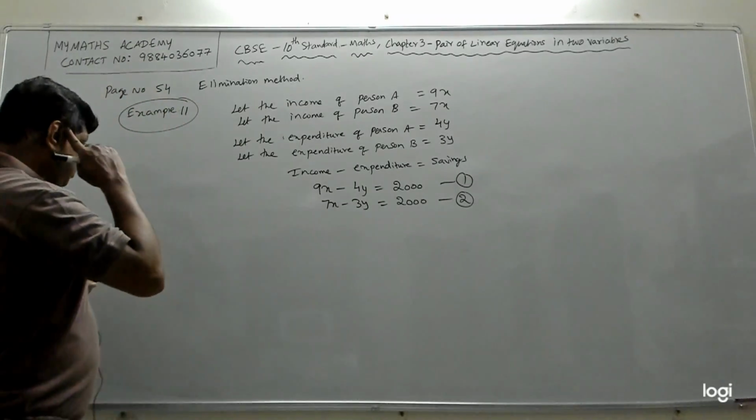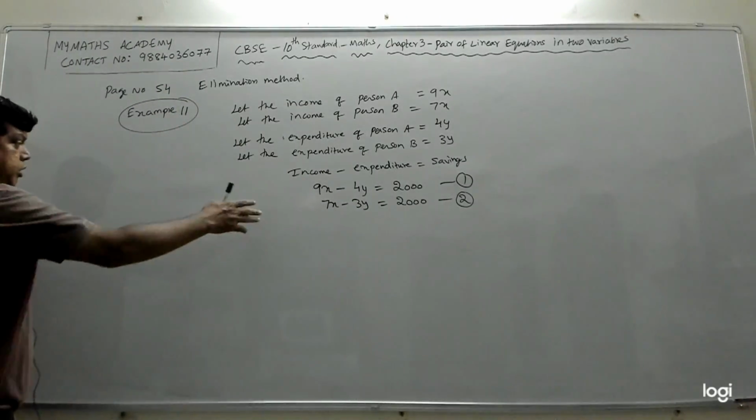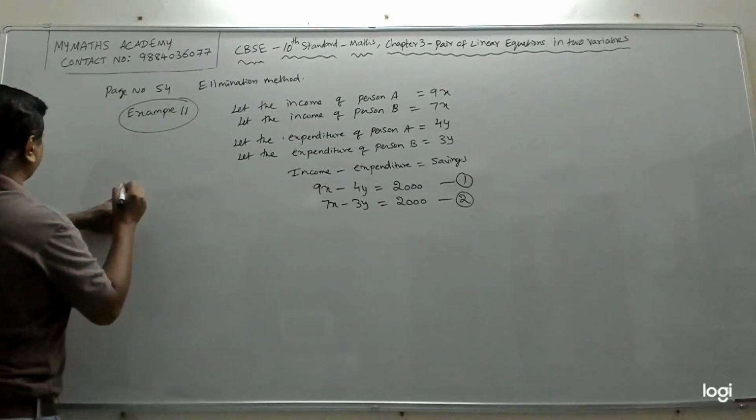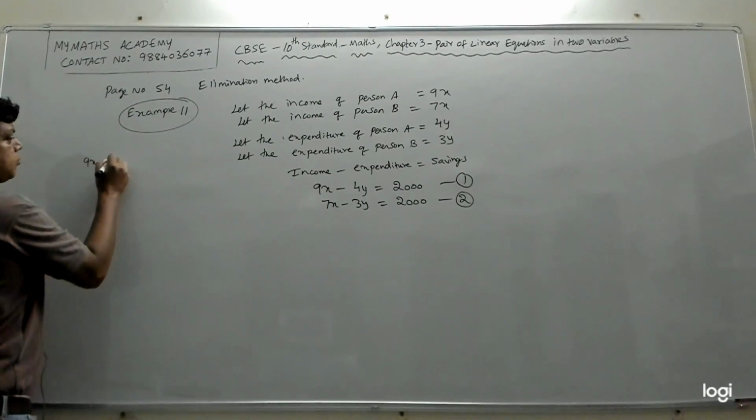So now I will write both the equations here. So 9x minus 4y.